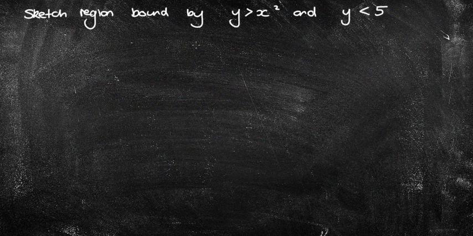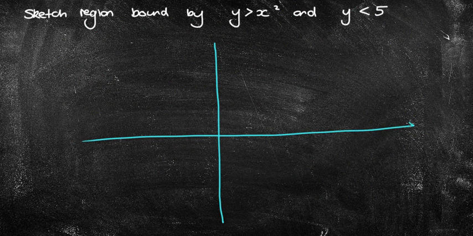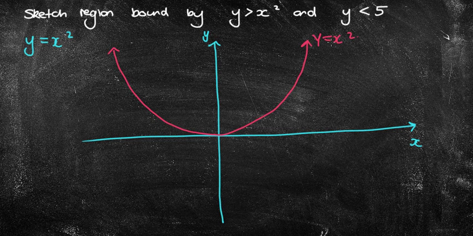Sketch the region bound by y is greater than x squared and y is less than 5. So here we're going to be sketching two functions on the one axis, and we want to look at where the shading satisfies both of them. Okay, so I'm going to start off by sketching the function y equals x squared, and hopefully we know that's just going to be a nice parabola. So that's y equals x squared, and we've got y is less than 5, so I might choose a different color.